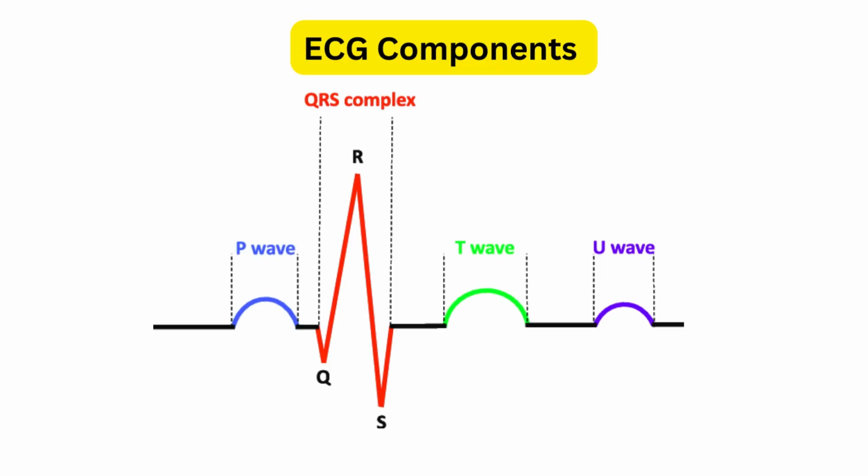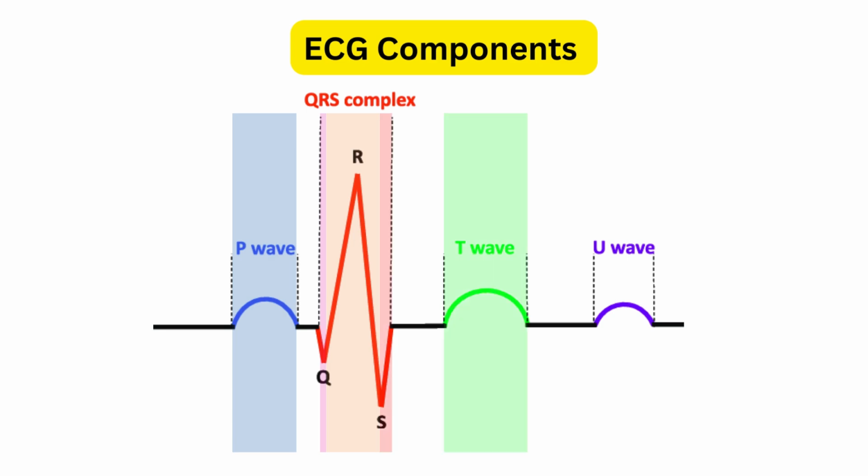Next are the components. So, it is waveform components that consist of the electrical events during one heartbeat. Waveforms are P, Q, R, S, T and U.